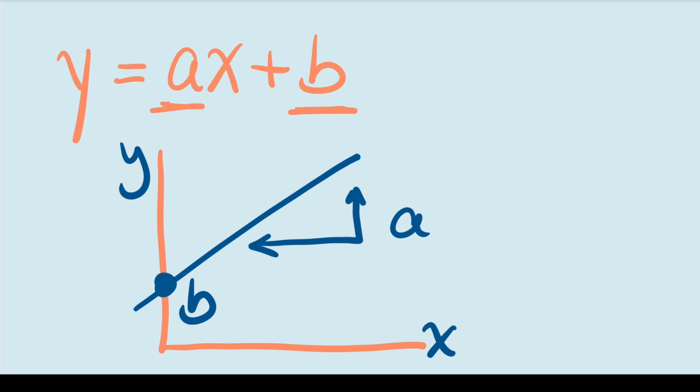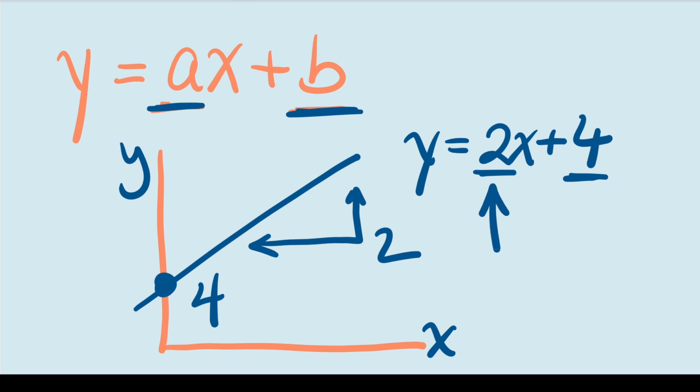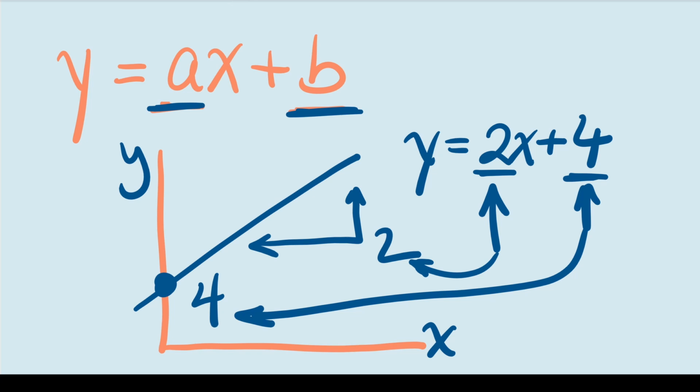If the equation of this line was y equals 2x plus 4, then the slope would be 2 and the y-intercept would be 4. So we could very easily replace these values with 4 and 2. This makes sense because, as I mentioned before, the coefficient of x, which is a, represents the slope of the line, and the constant that's added to the x term, which is b, is the y-intercept. So in this case, the slope is 2, and that corresponds to this value, and the y-intercept is 4, and that corresponds to this value right here.